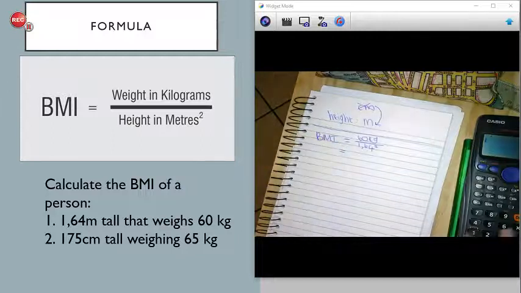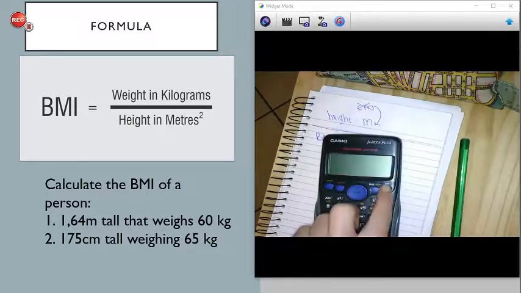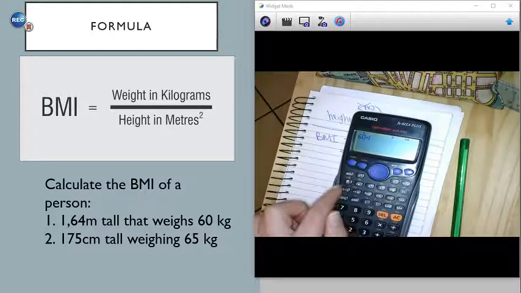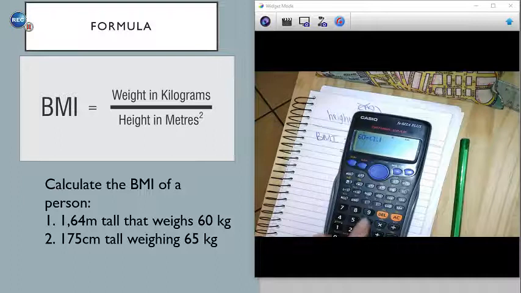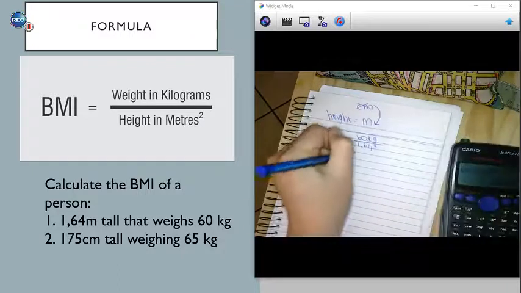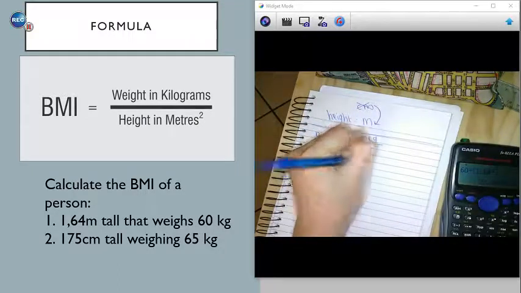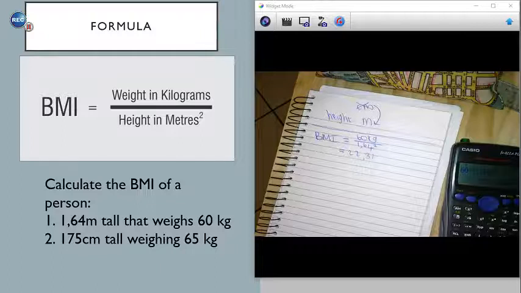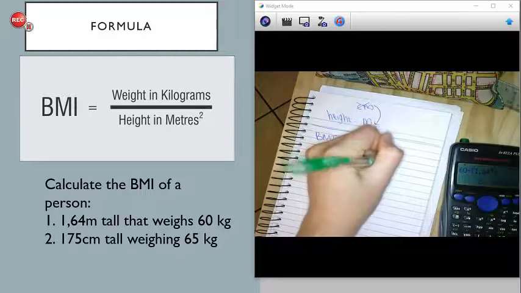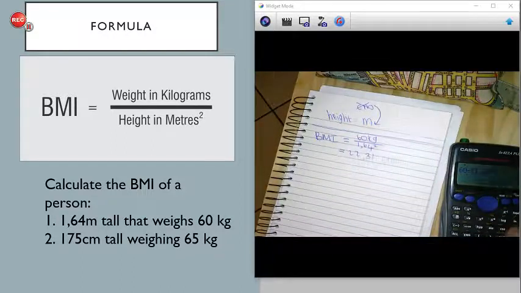But remember, we need to take the person's height in meters and we need to square that value. So if we take our calculator quickly, we can take 60 divided by 1.64 squared. You can obviously also on this calculator do it as a fraction, and in this case that gives me 22,308, so that will be 22,31. So technically the unit for your body mass index will be kilograms per meter squared.